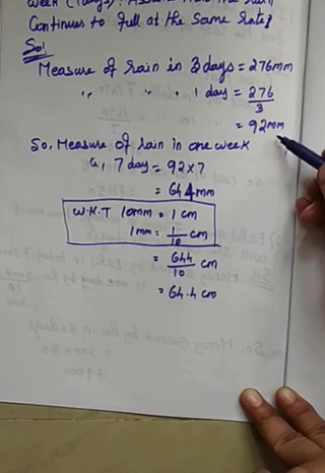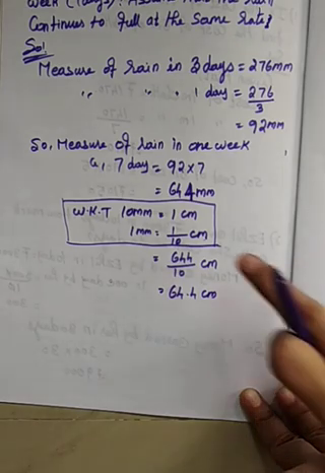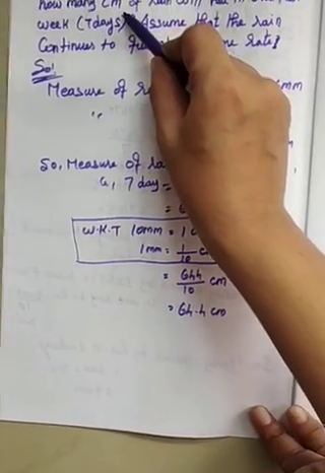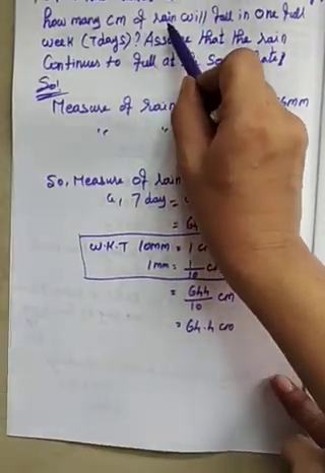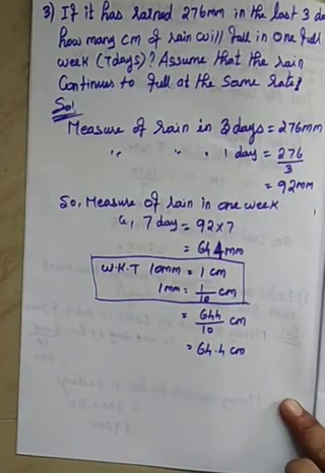Next, what do you need? Measure of rain in 1 week. That means 1 week means how many days? 7 days. So 92 into 7, you will get 644 millimeter. But your question is how many centimeter of rain will fall in 1 week?